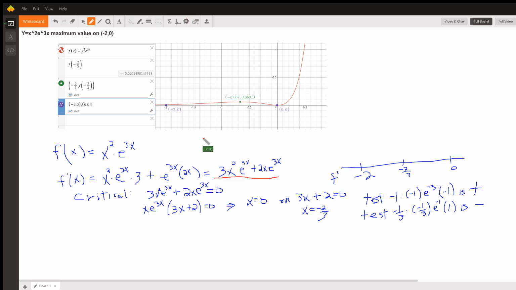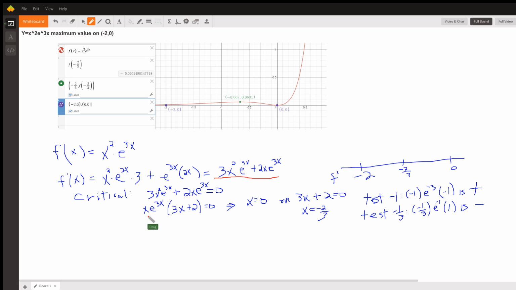or when is it undefined? Of course, it's continuous everywhere. So it's just a question of when is it equal to 0. And to find out when it's equal to 0, factor out the greatest common factor, which is x e to the 3x, leaving terms of 3x plus 2 inside the parentheses.